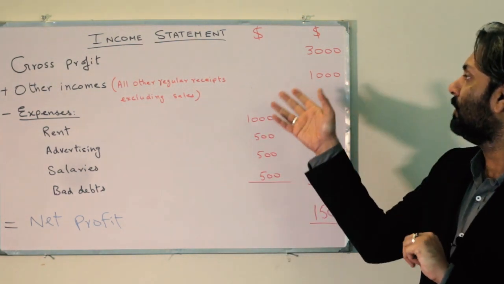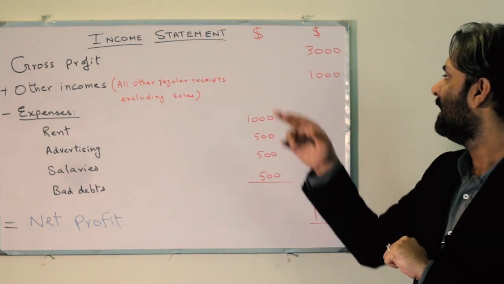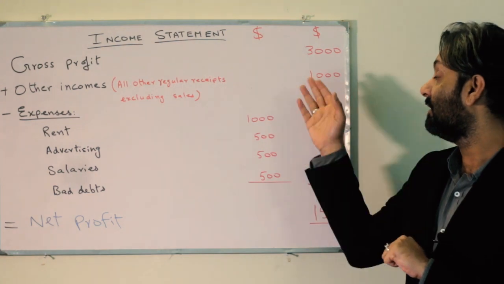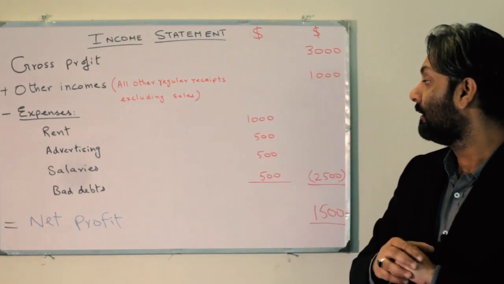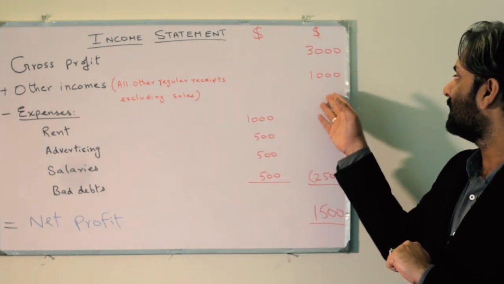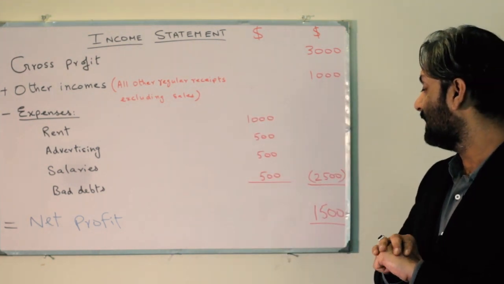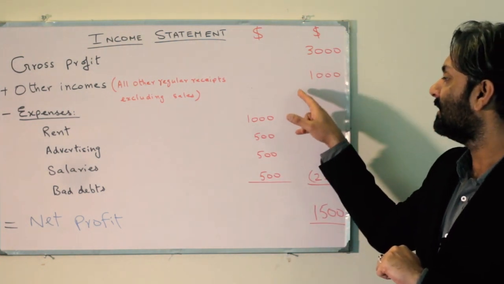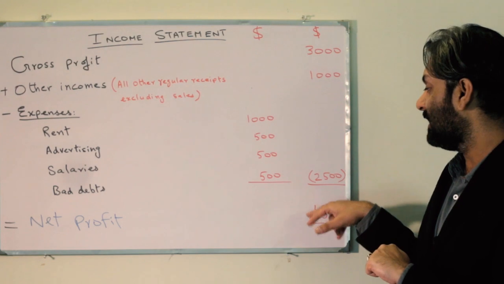So the gist of the whole clip is that to the gross profit we add other incomes, all the other receipts excluding sales, and then we subtract expenses from both the incomes, and at the end of it we arrive at the net profit. So gross profit plus other incomes minus expenses gives us net profit.